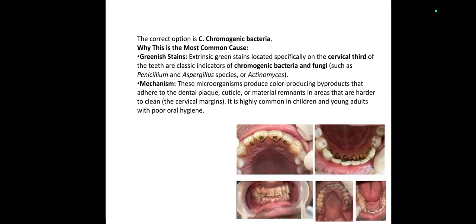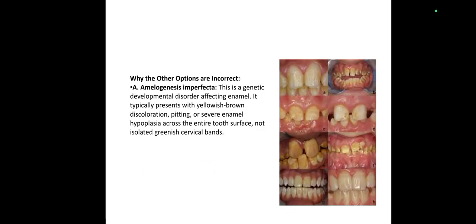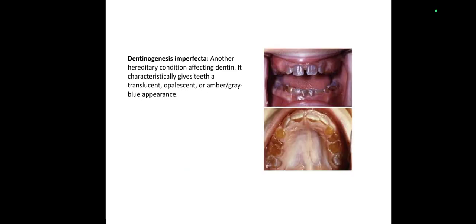Now, why are the other options incorrect? Amelogenesis imperfecta is a genetic disorder affecting enamel, presenting as yellow-brown, rough, pitted surfaces across the entire tooth, not localized green cervical bands. Dentinogenesis imperfecta gives an opalescent, translucent, amber gray blue appearance to the teeth due to defective dentine.